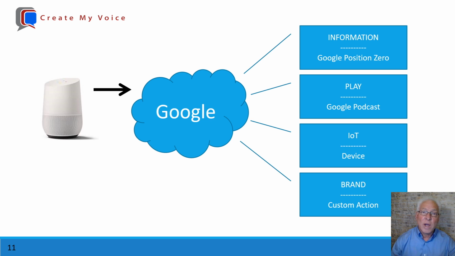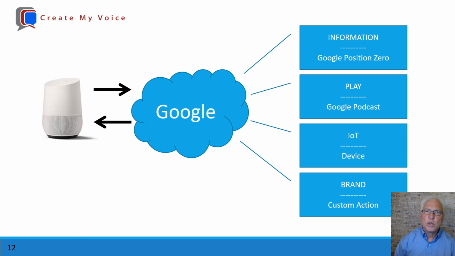The final way that Google uses to resolve a request is by using an action. Actions are developed by brands to provide a tailored experience for their audience. An action is how a company can ensure that their clients get the brand's content and the best experience.